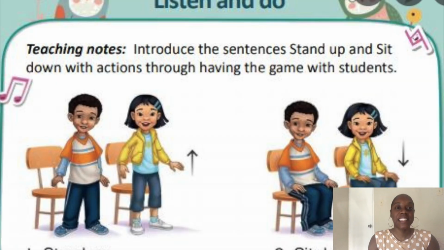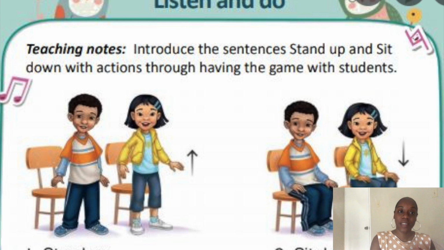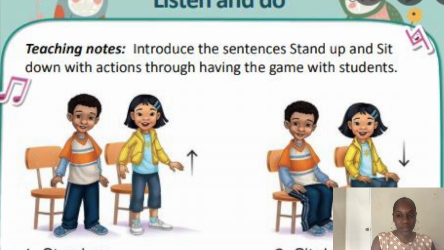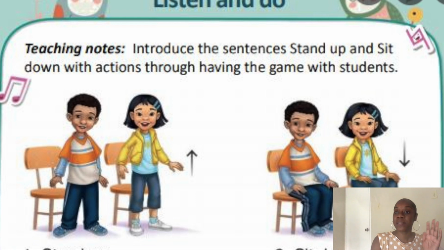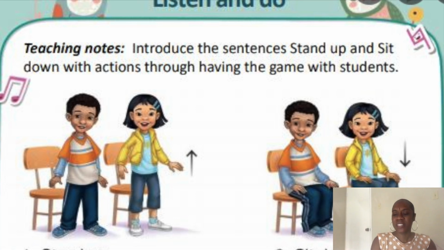Okay guys, this is the second lesson, that second demo mock lesson that Itutorgroup have. You may be asked to teach this, you may not. Not many people are asked to teach this, okay? So it says, teaching notes, introduce the sentences, stand up and sit down with actions through having the game with students. I don't think you can see at the bottom, but it says stand up, sit down.